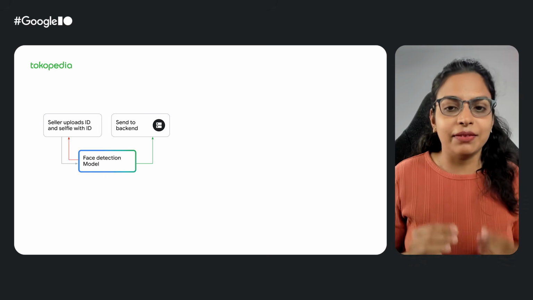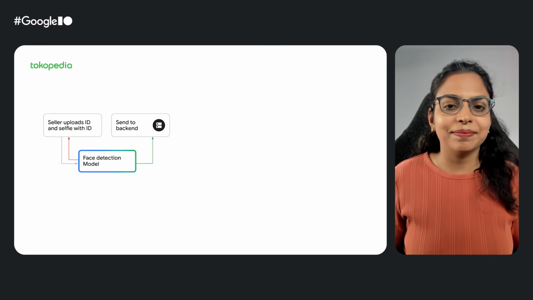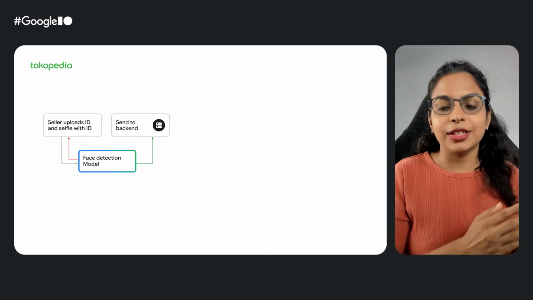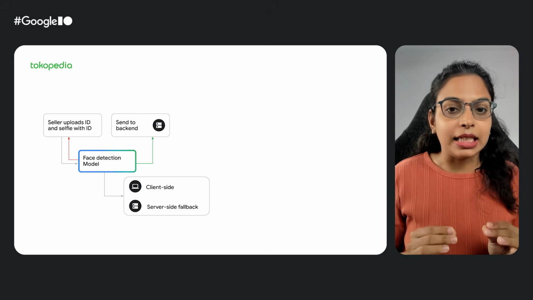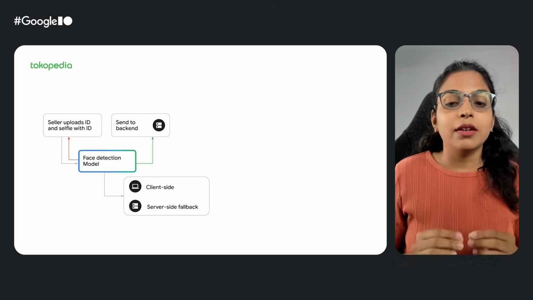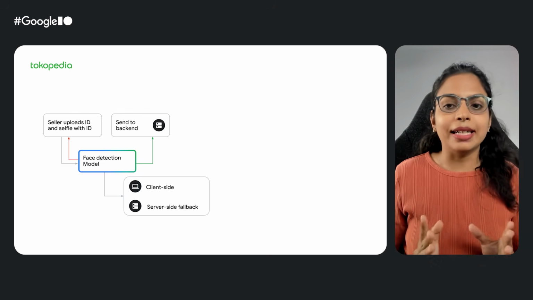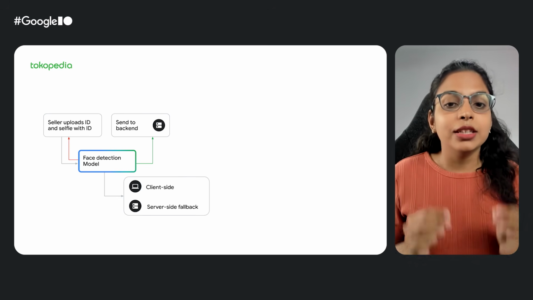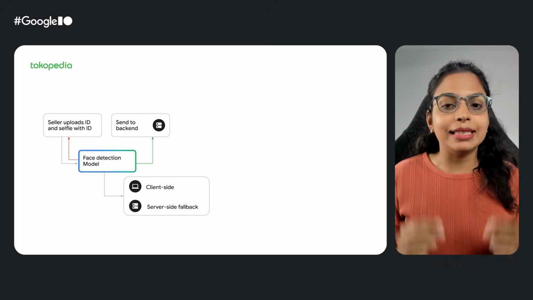Upon successful verification by the model, the relevant seller information was passed to the backend. If the verification failed, the seller was given a failure message and an option to retry. It's worth noting that they implemented a hybrid approach, where the face detection model ran client-side if the device could support it. Otherwise, it was run on the server. This allowed them to achieve fast feedback to users while catering to older or low-end devices.